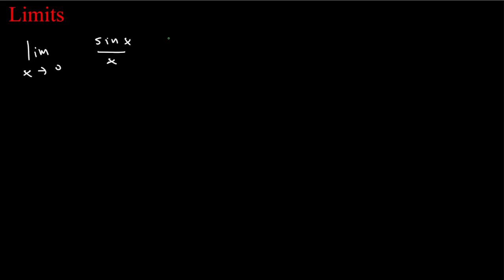Our traditional method of plugging in the value is not going to work because the limit's not defined. Sine x over x is not defined at 0. If you try plugging in, we're going to get sine 0 over 0. And clearly this is a problem.